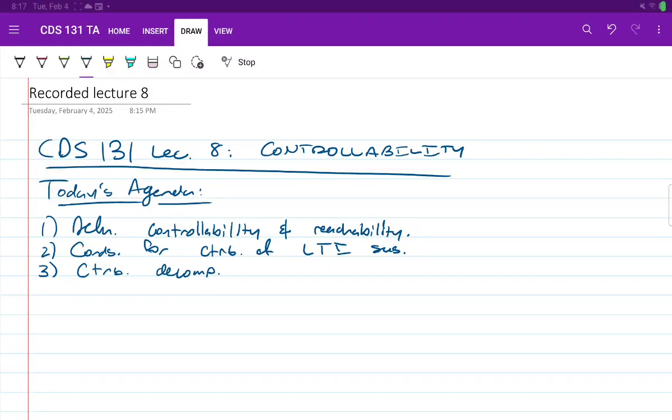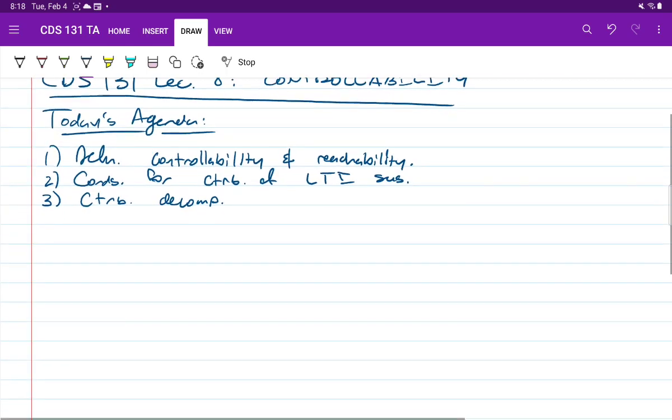Today we're going to talk about controllability. We're going to do three main things. First, we're going to define what controllability actually is. Following this, we're going to give some conditions for controllability for LTI systems. In particular, we'll talk about the Gramian and controllability matrix approaches. And then we'll talk about the controllability decomposition for linear systems.